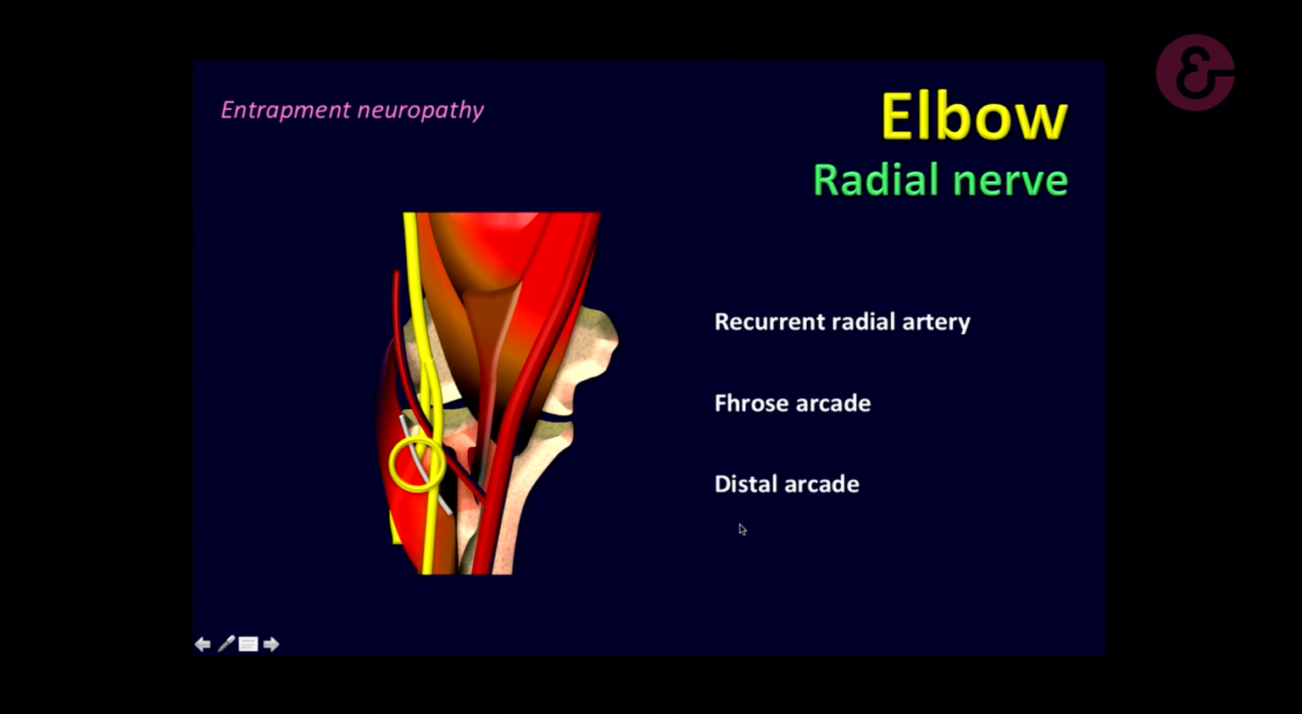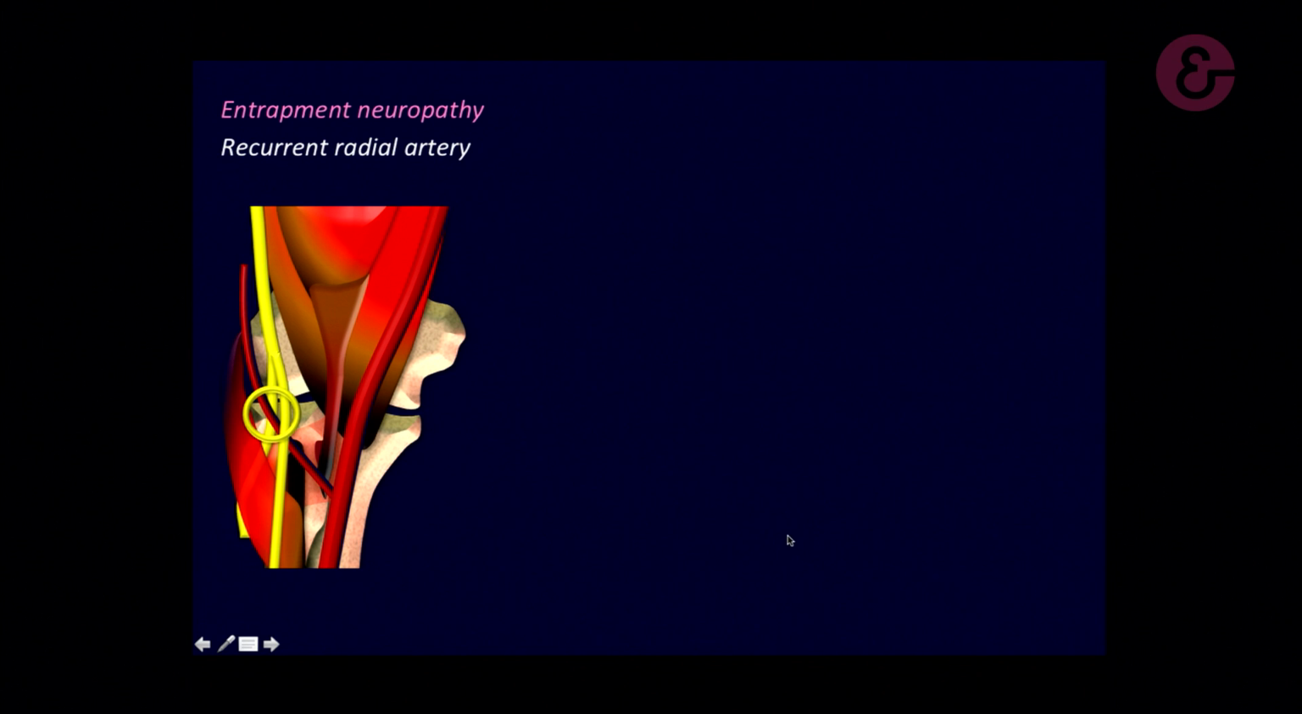Second, Frohse's arcade at this level. Third, compression of the distal arcade, which is not well known. It can be also over there at the exit of the tunnel, a small fibrous arcade that can compress the nerve at this level. It's quite uncommon, but it is well described in the literature. So start with the recurrent radial artery.